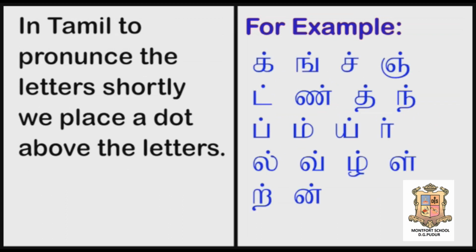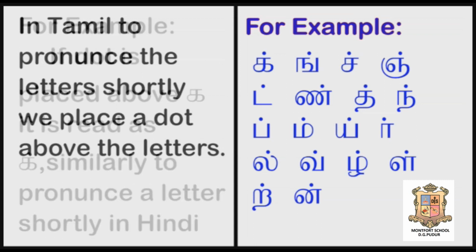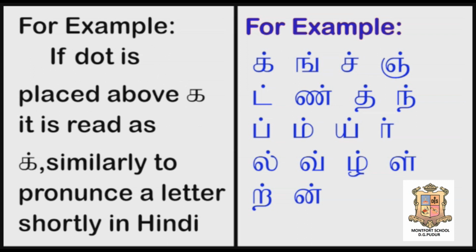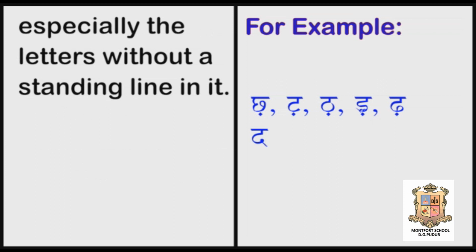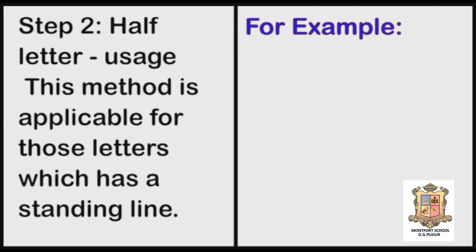Dot letter usage. In Tamil, to pronounce the letter shortly, we place a dot above the letters. For example, if a dot is placed above ka, it is read as ik. Similarly, to pronounce a letter shortly in Hindi, we must place a dot below the letter. But this method is applicable for few letters only, especially the letters without a standing line in them. They are ich, it, id, id, id.